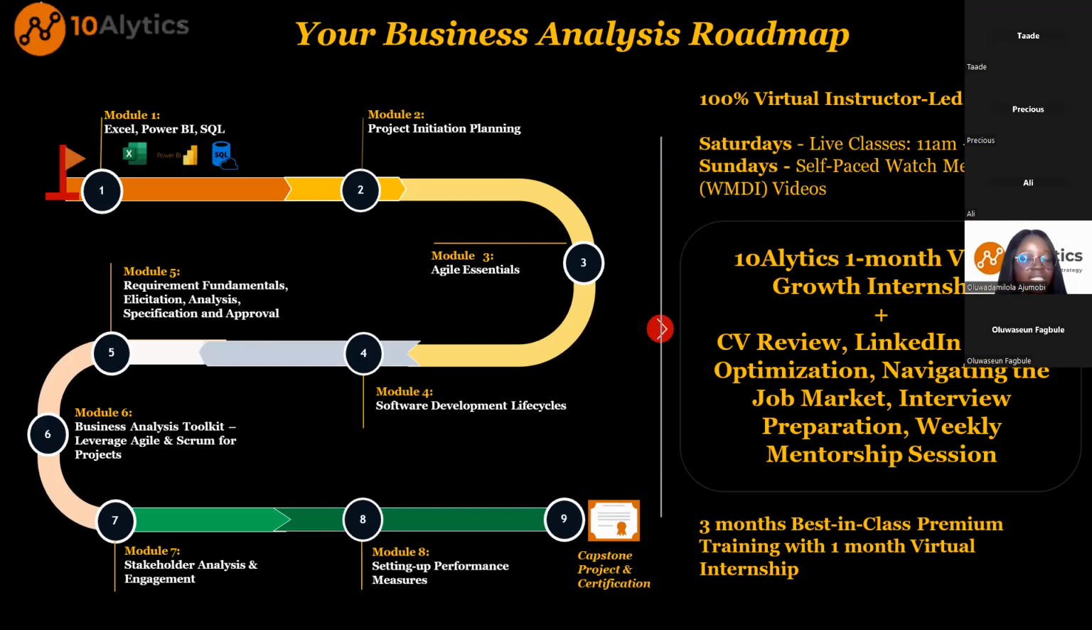Then we have the navigating the job market session. So we'll teach you, okay, this is where you should go to actually get jobs. These are the sites that you should go. This is how you should apply, and so on and so forth.